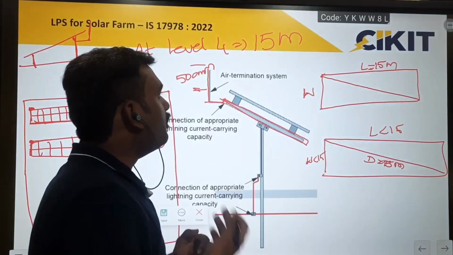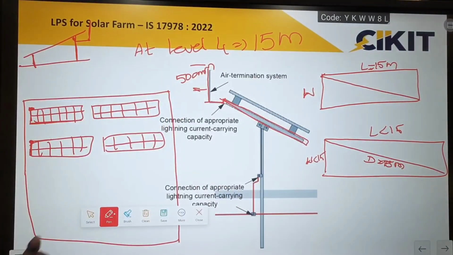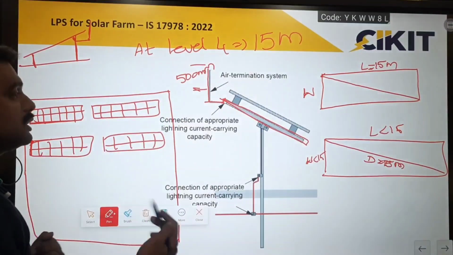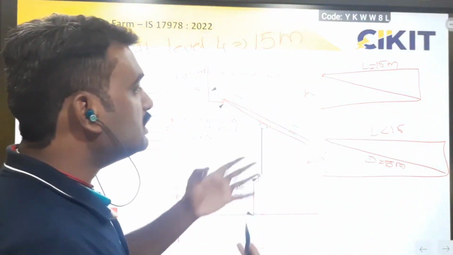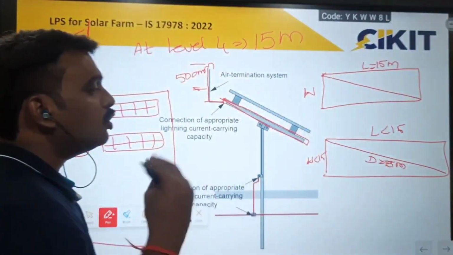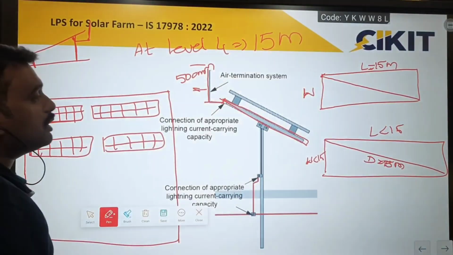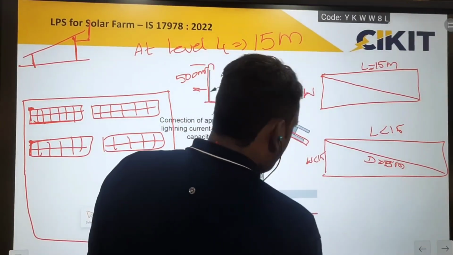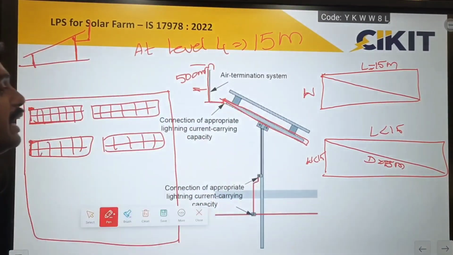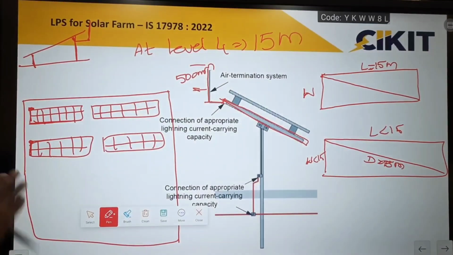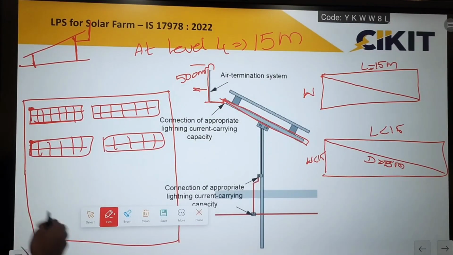So whenever we are performing design as per the rolling sphere method, the maximum distance which we are calculating has to be considered on the diagonal side and it should not be on either the length or width of the rectangle. So since here 15 meters is coming, I will be considering the 15 meters along the diagonal of the rectangle, and I won't consider it on the length and width of the rectangle.